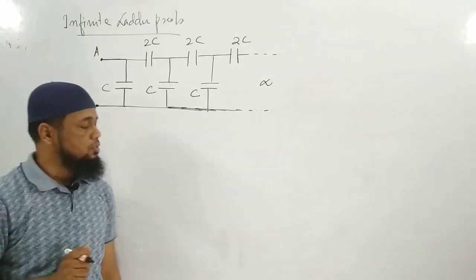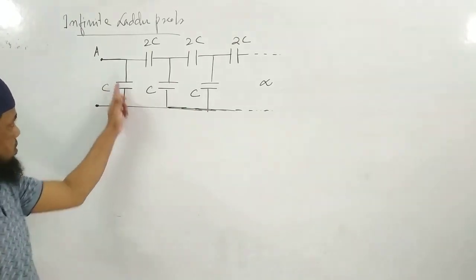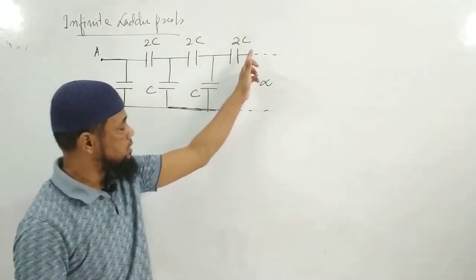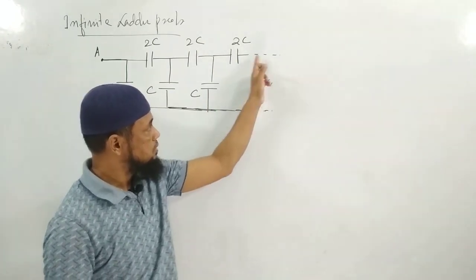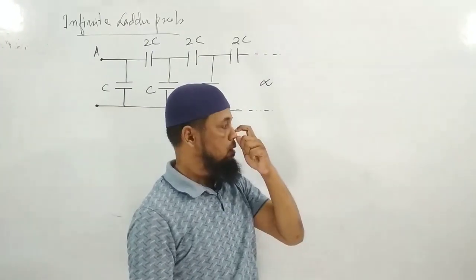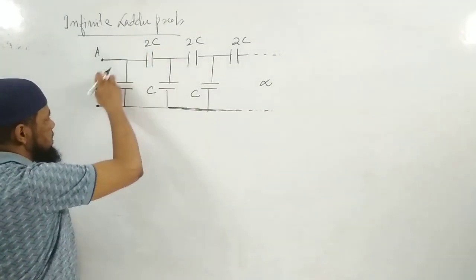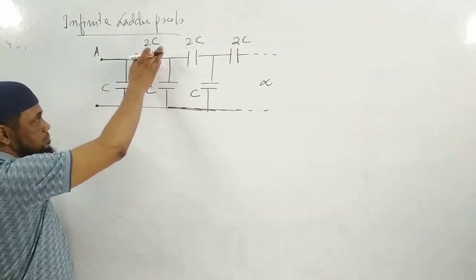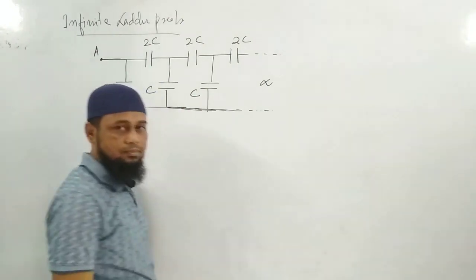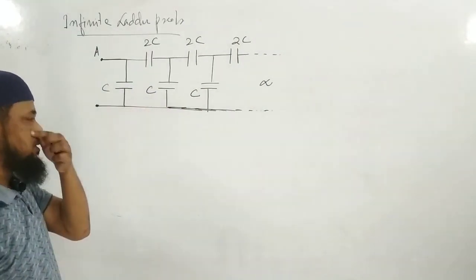Okay, now look at this circuit carefully, patiently, with attention. What will you see? C, twice C, C, twice C, C, twice C, so it will keep going like this. So this part, C and twice C, we can call it the building block. You keep on adding it. So what is the equivalent capacitance of this particular circuit?